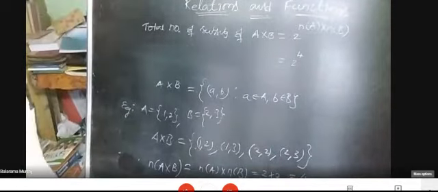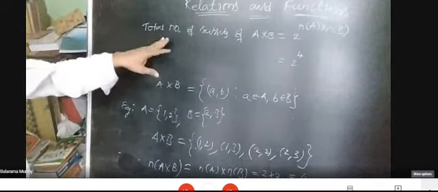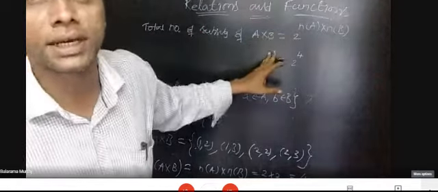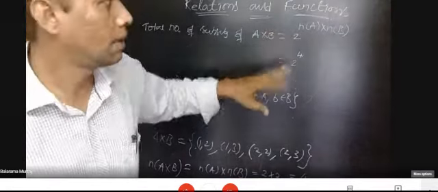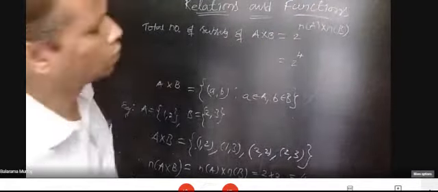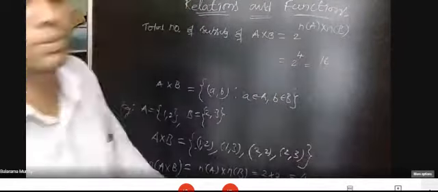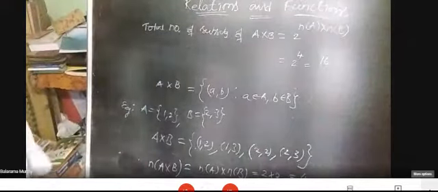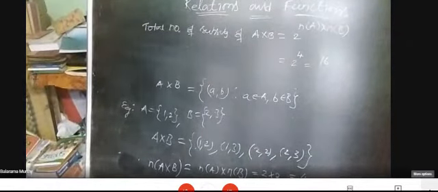Okay, guys? Yes, sir. Total number of subsets of A cross B. A cross B generally means the Cartesian product. You know? So that is equal to 2 power n of A into n of B, which is equal to 2 power 4 in this example, which is equal to 16 subsets possible. Right?